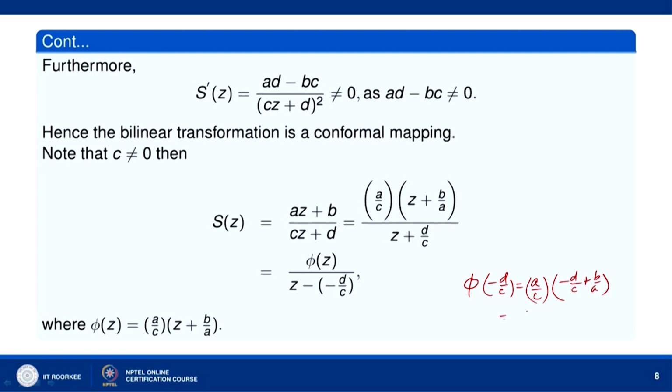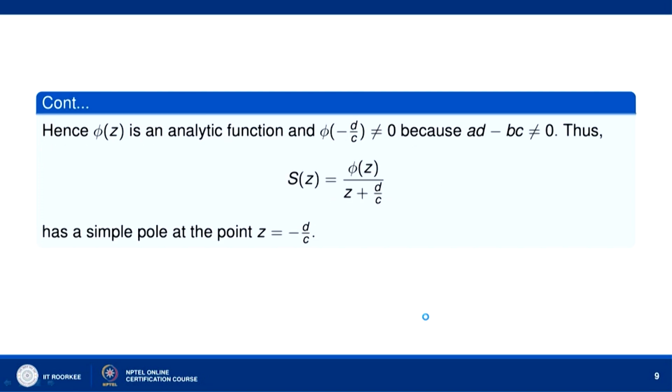which is equal to (A/C) into (−Ad + Bc). Okay. So, we are assuming that Ad − Bc is non-zero, therefore, phi(z) is a linear function and phi(−d/c) is not equal to 0. Okay. So, phi(z) is an analytic function and phi(−d/c) is not equal to 0 because of the fact that Ad − Bc is non-zero.